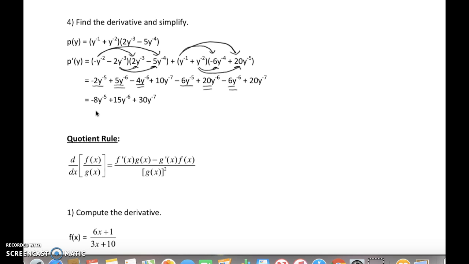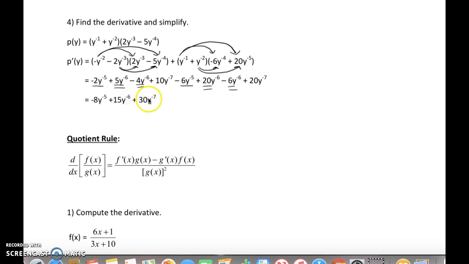Our negative 6 terms, we have negative 5y to the negative 6. We have negative 6y to the negative 6. We have plus 20y to the negative 6. And we have a minus 4y to the negative 6. When we add all those four terms together, we end up with plus 15y to the negative 6.